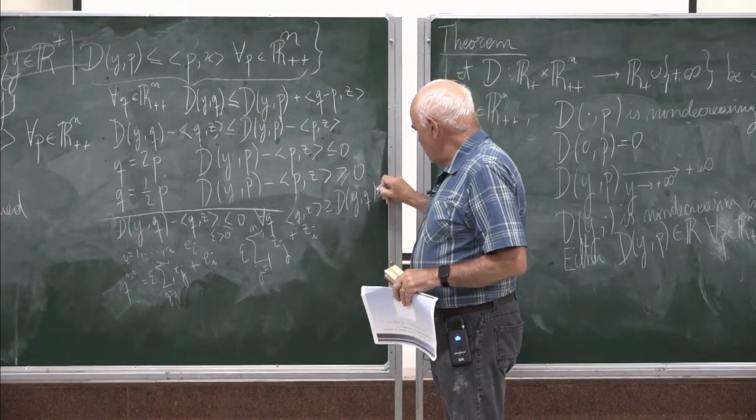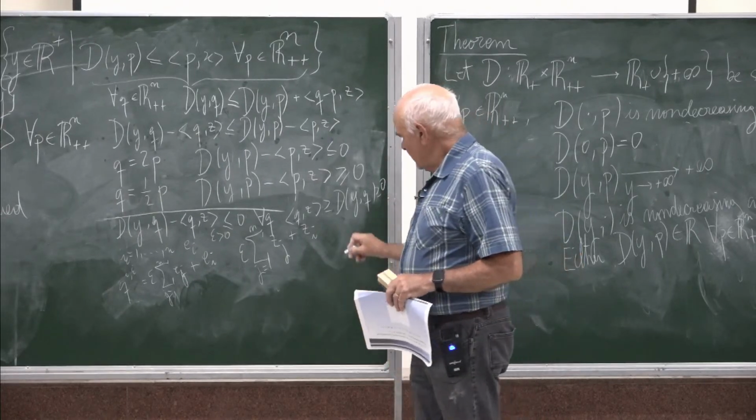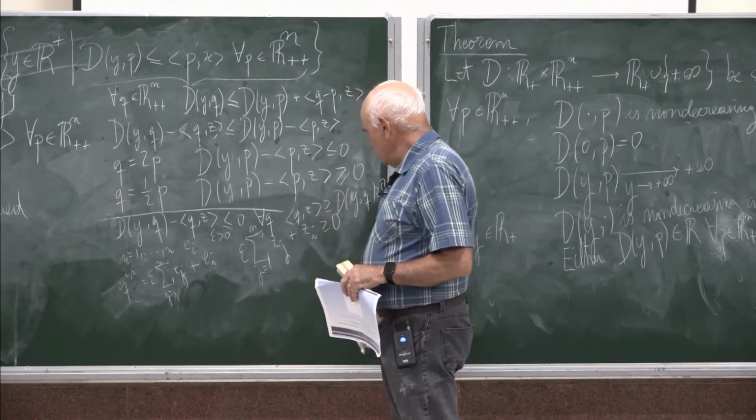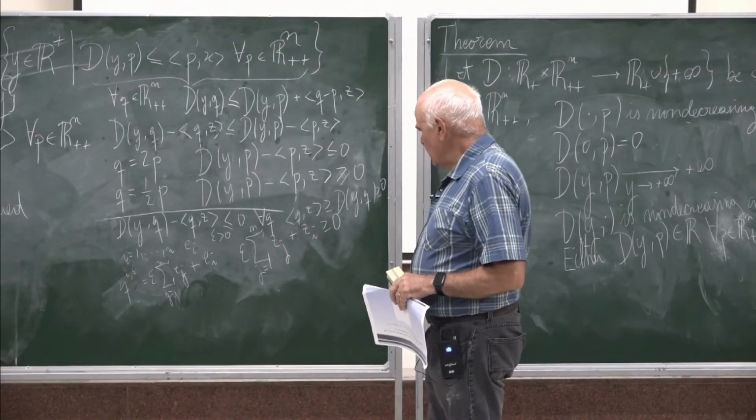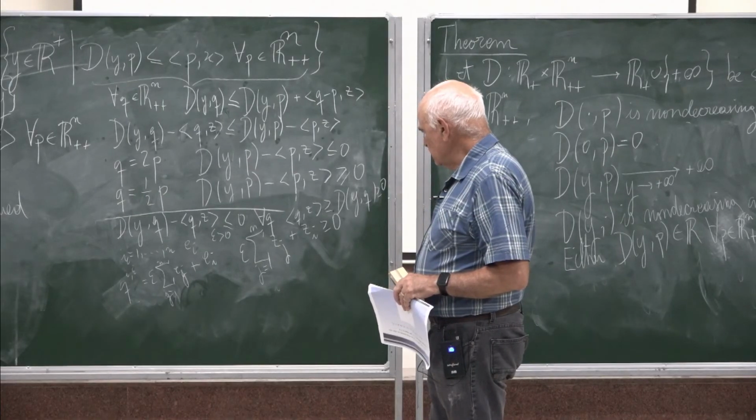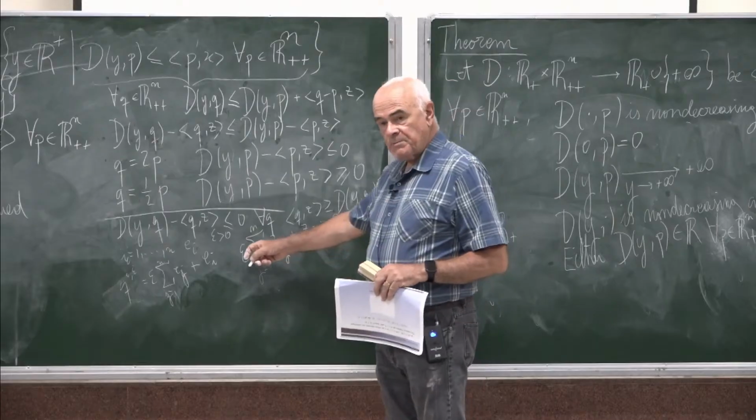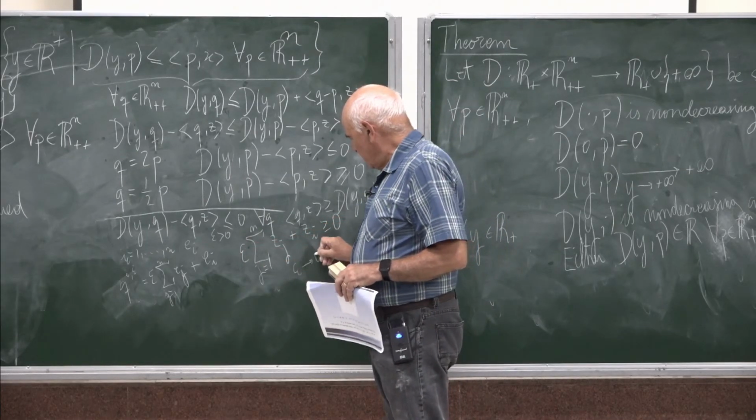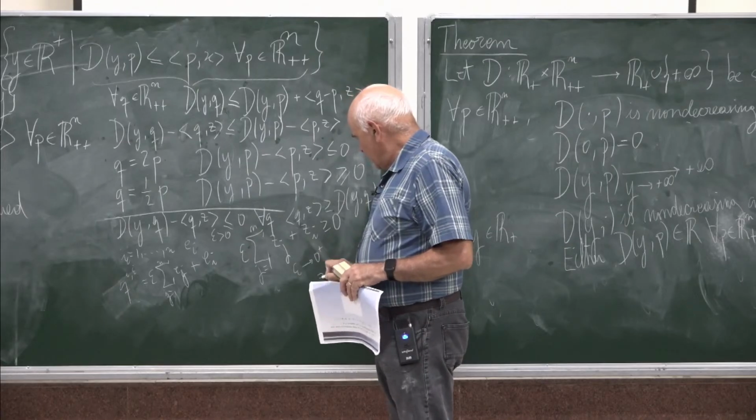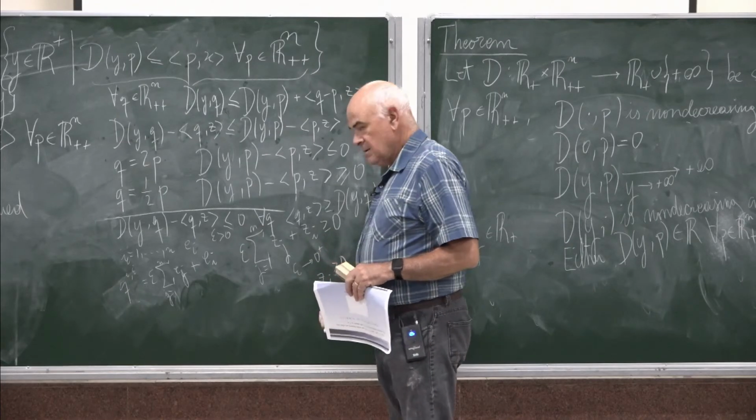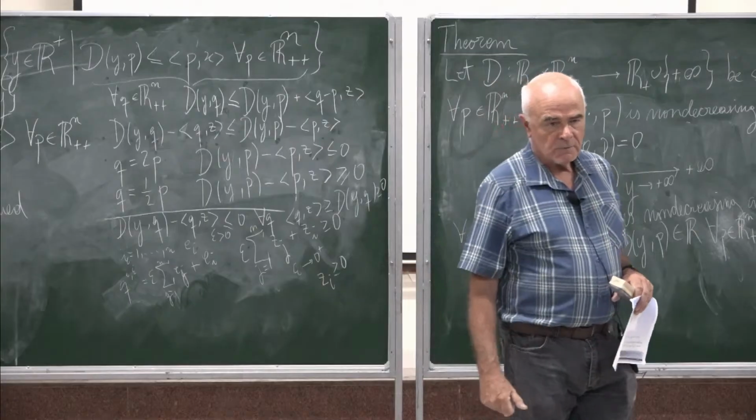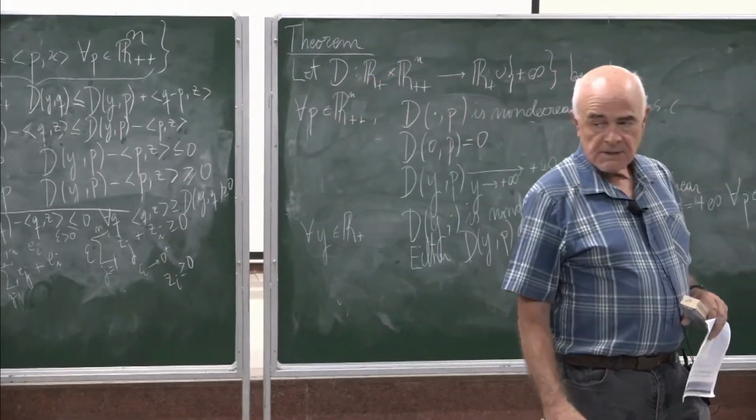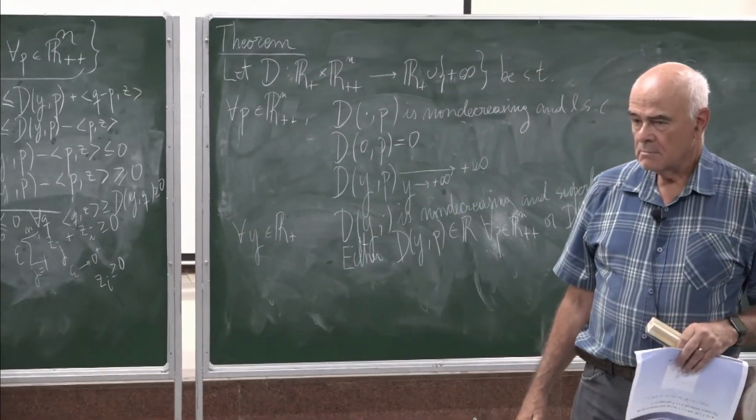But this expression is non-negative. So this is greater than or equal to 0. And this is true for every epsilon. Then if you let epsilon go to 0 plus, then you get z_i greater than or equal to 0. Is this correct? Yes?